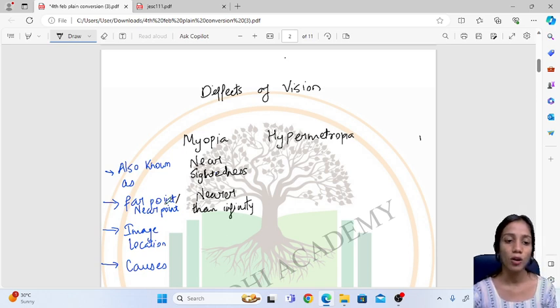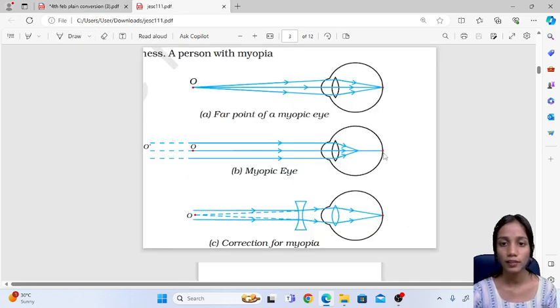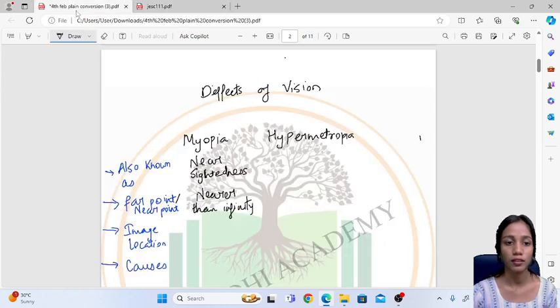Now next is the image location. Where is the image formed? The image is formed in front of the retina. That's why we cannot see it. We cannot see the faraway objects because the image is not forming on the retina. It is forming in front of the retina.